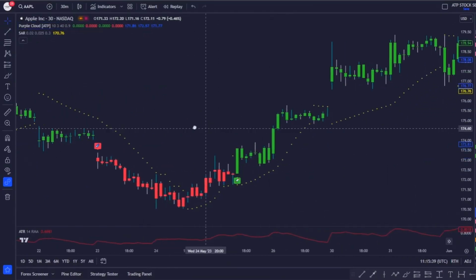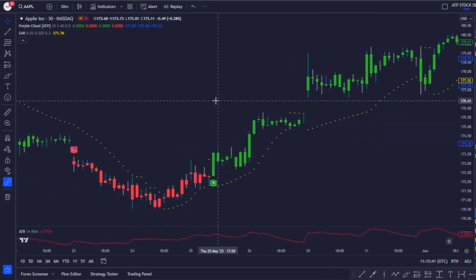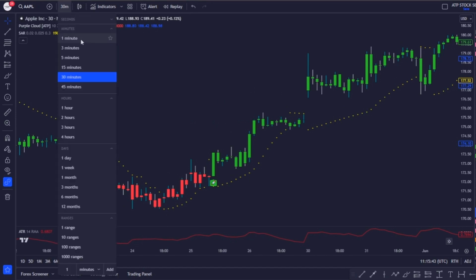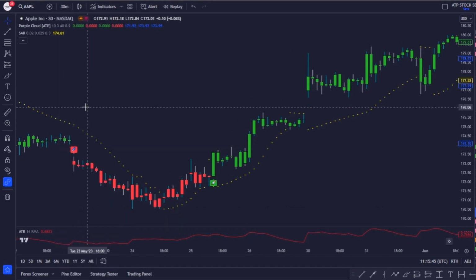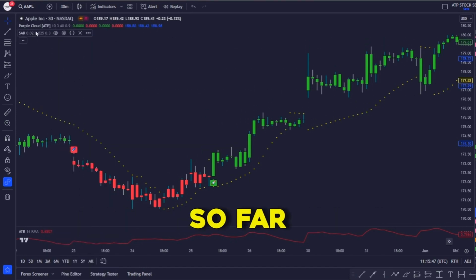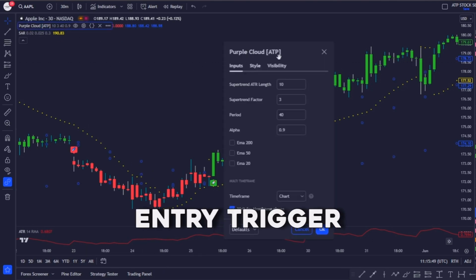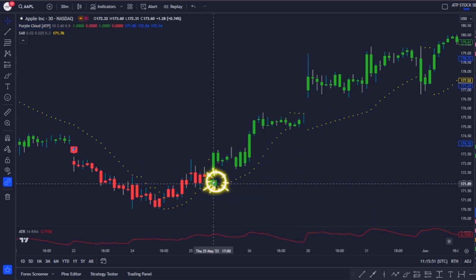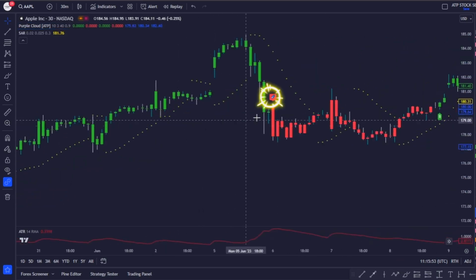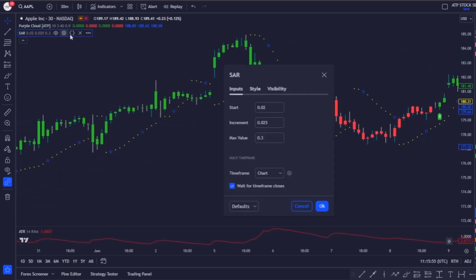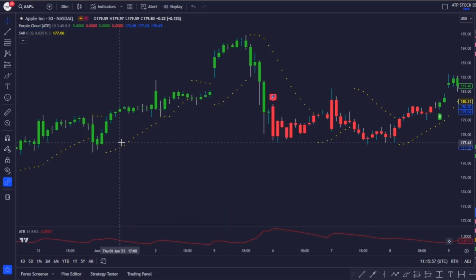At the moment, my stock trading strategy looks like this. It is being created to be applied in the 30-minute time frame and has two indicators in its system so far. The purple cloud, the entry trigger indicator, so the one which gives us the buy and sell signals, and the parabolic SAR, the exit indicator, so the indicator that tells us when it is the best time to exit from a position.